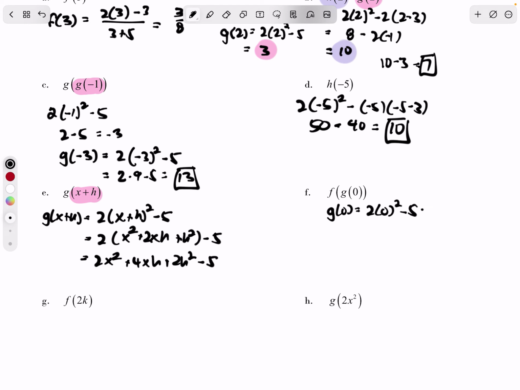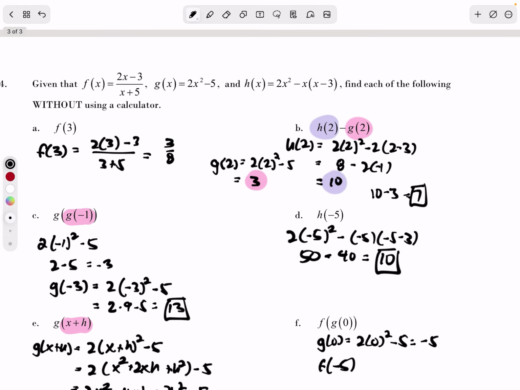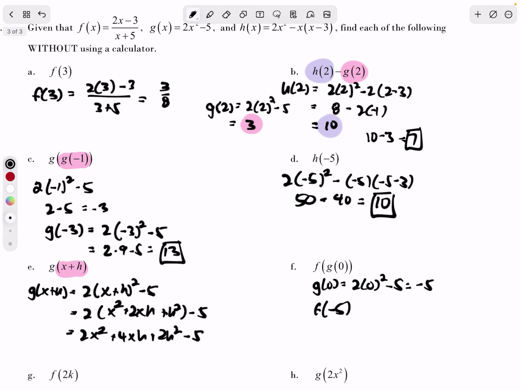Letter F is another composition. I'm going to do g of 0. G of 0: 2 times 0 squared minus 5, that's -5. I'm going to plug that result into the f function. 2 times -5 minus 3 over -5 plus 5.